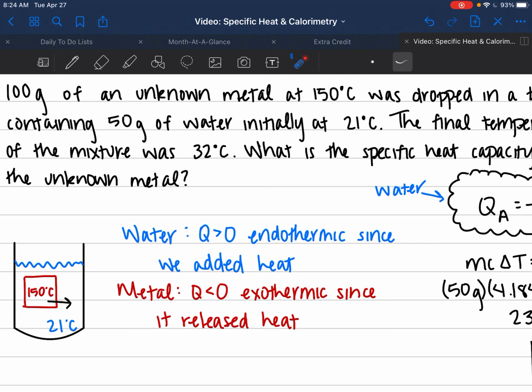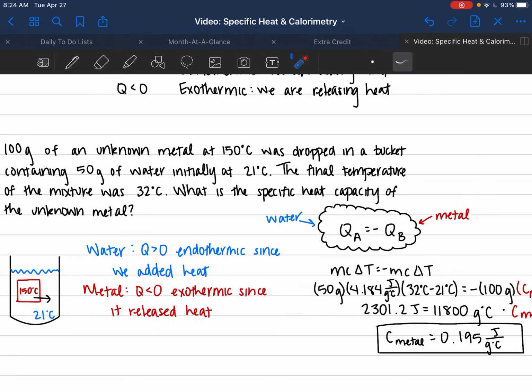Now I'm going to show you a new formula that's going to help us solve this one. It's very similar to what you already know, but in this case we say QA is equal to negative QB. So they're going to balance out because they're joining into one system. How do I know which one is which? Notice QA is positive, so that is the endothermic portion. In this case, that's the water because the water is gaining that heat. The negative side is going to be our exothermic portion of the reaction. So our exothermic portion was that metal because it's losing that heat. So QA is equal to negative QB.